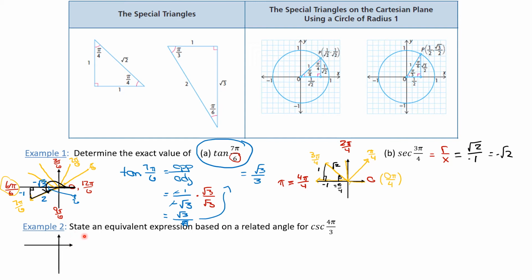Example 3, state an equivalent expression based on a related angle for cosecant 4 pi over 3. What are we talking about? Okay, let's start with this. Cosecant 4 pi over 3. Where is that? 4 pi over 3.